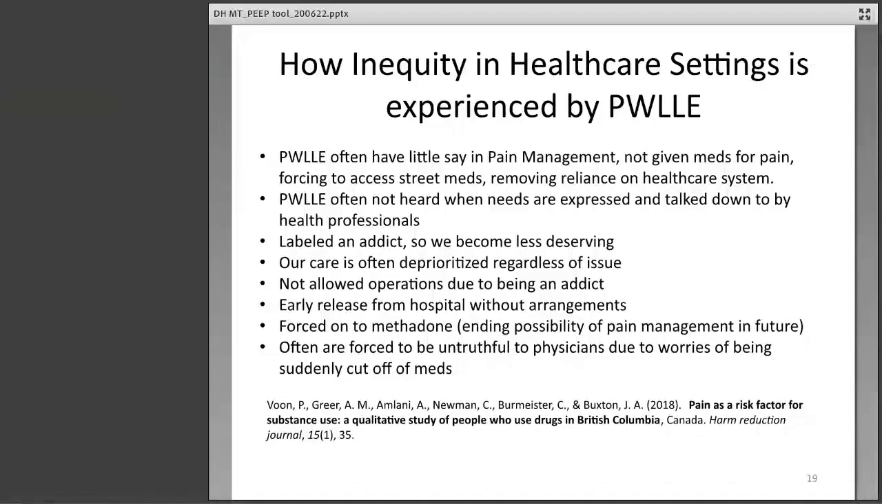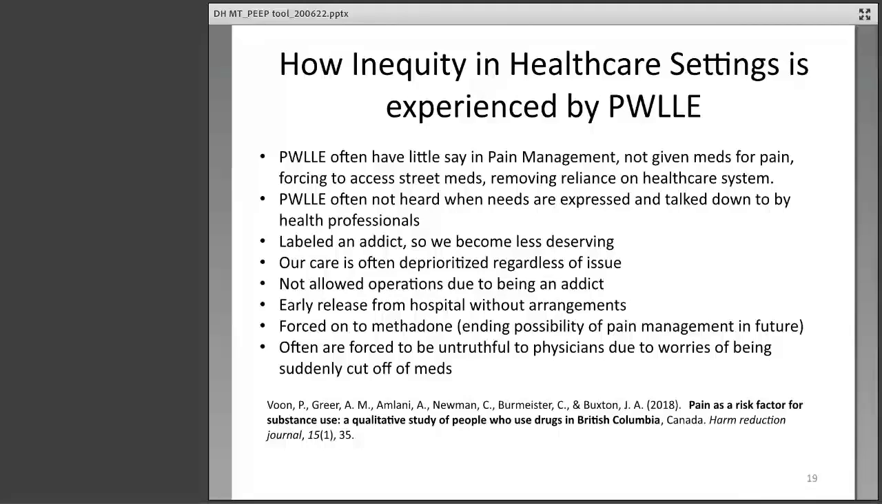Stigma contributes to social and health inequities. The slide gives examples of how people who use drugs experience inequities and stigma in the healthcare setting. The example comes from a qualitative study done with the help of PEEP members.